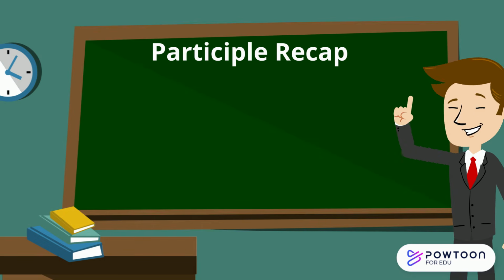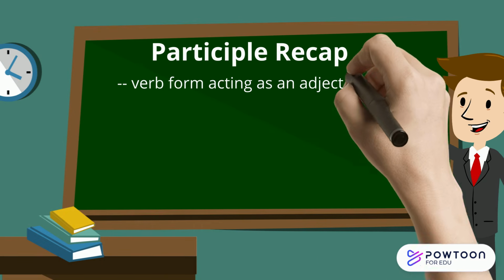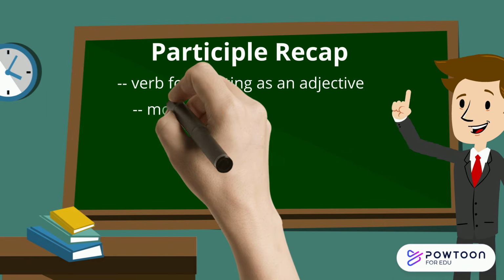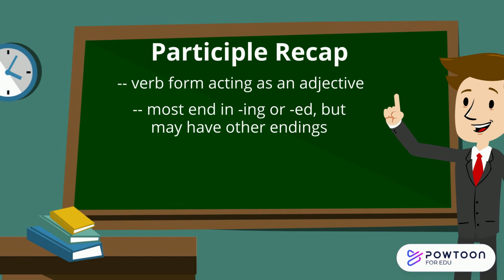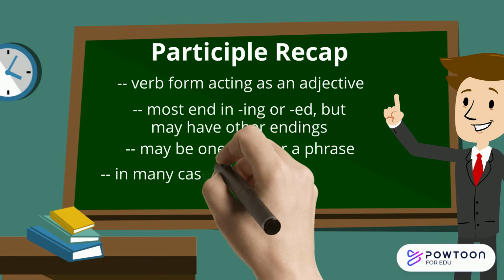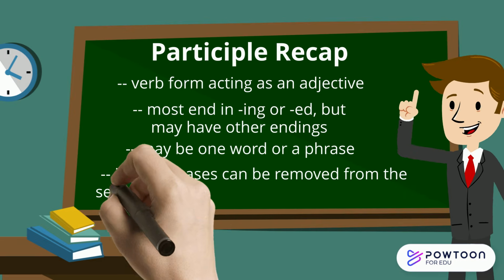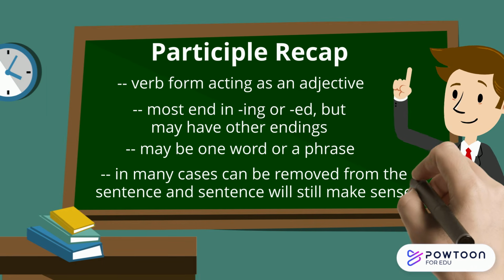Quick recap. A participle is a verb form acting as an adjective. Most end in ing or ed, but they can have many different endings. A participle could be one word or a phrase. A participle or participle phrase can typically be removed from the sentence, and the sentence will still make sense.